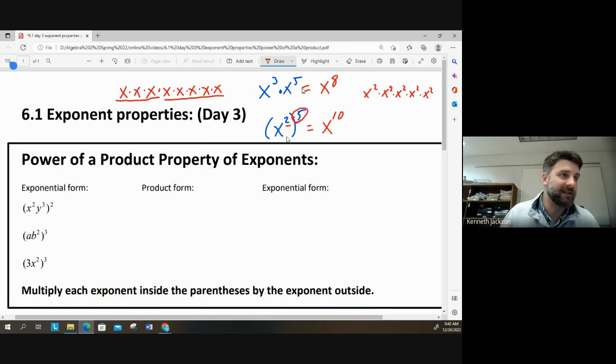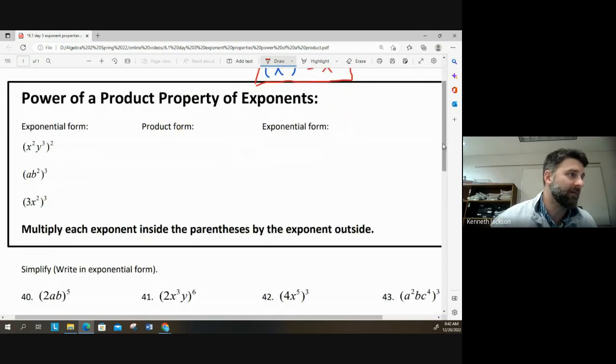So we actually take this second rule and just expand on it to get our third rule. And this is when we have a power of a product. Power of a product. So I have a power, squared, of a product, a bunch of stuff being multiplied. A product means we're multiplying.